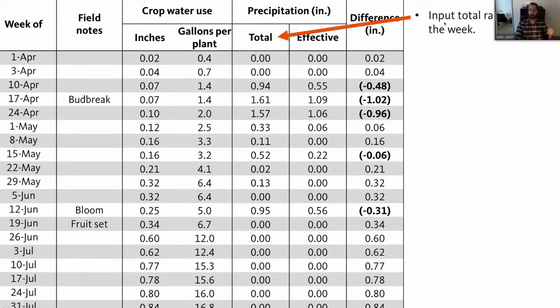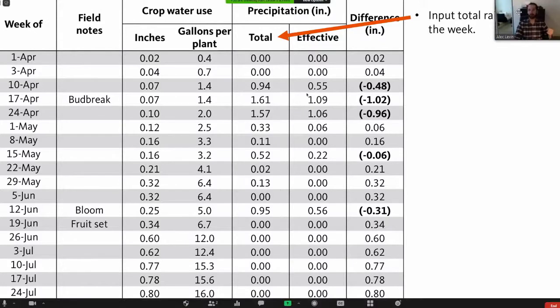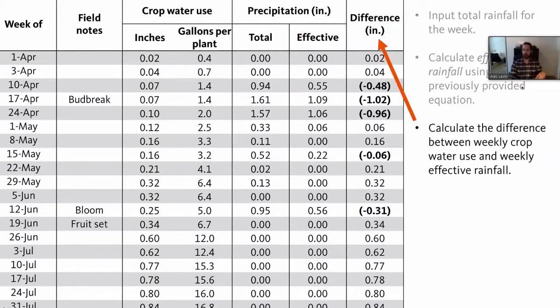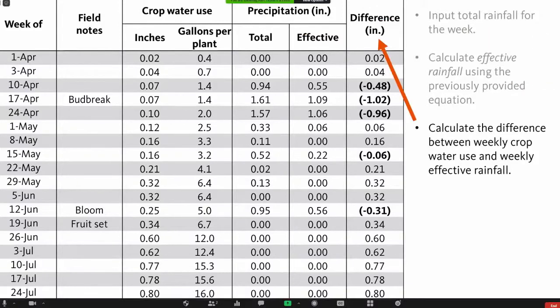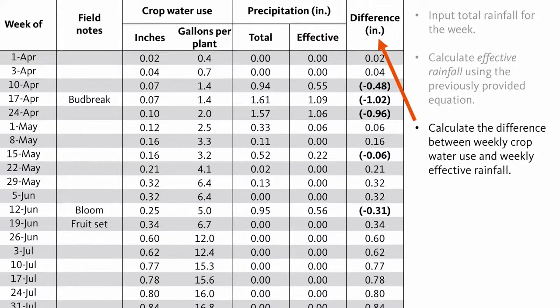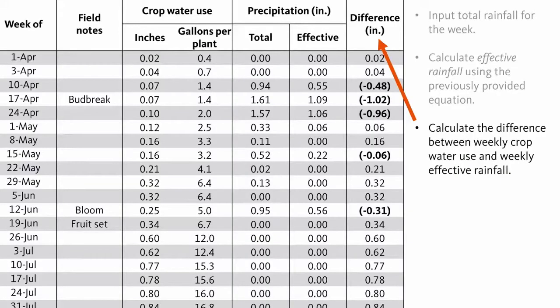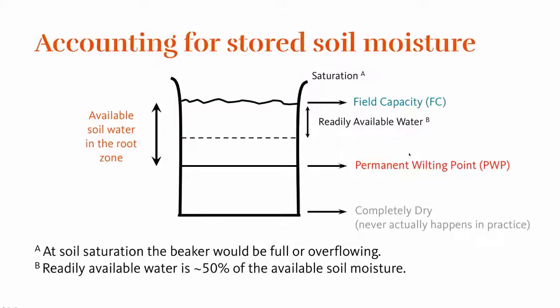So, hang on, let me pause here. You put in the total rainfall, calculate effective rainfall, and calculate the difference between weekly crop water use and weekly effective rainfall. So that's where we're at. Now we have a difference. This is the amount that the vine used that you may or may not want to replace. So how do you account for soil moisture?